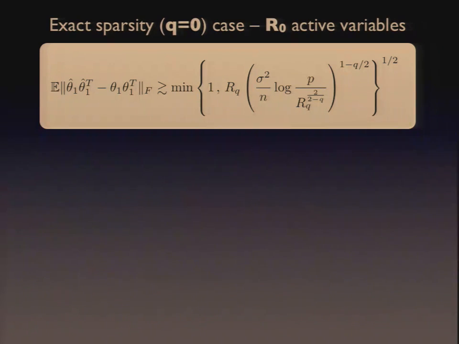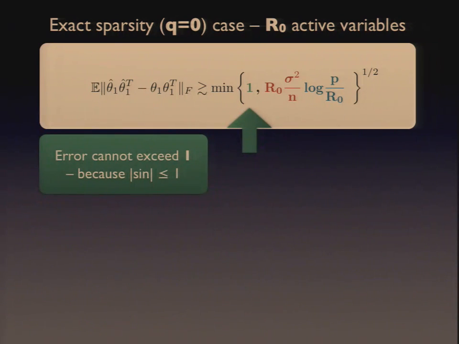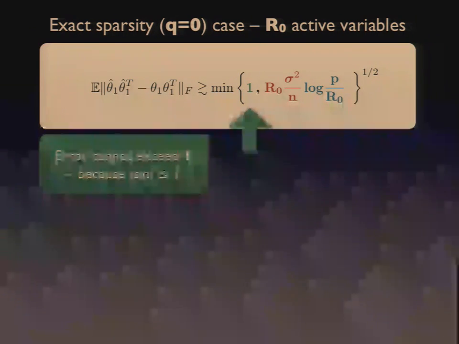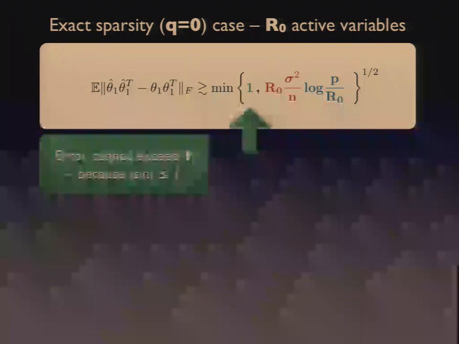Let's look at this quantity here. It's easiest to understand in the q equals 0 case. Here, q equals 0 and R0 is the number of active variables, the number of non-zeros in my eigenvector. On the left-hand side is the error of any estimator, and on the right-hand side is the lower bound. The first term, the min with 1, is there because the error can never exceed 1. This is simply because the sine is bounded between -1 and 1.